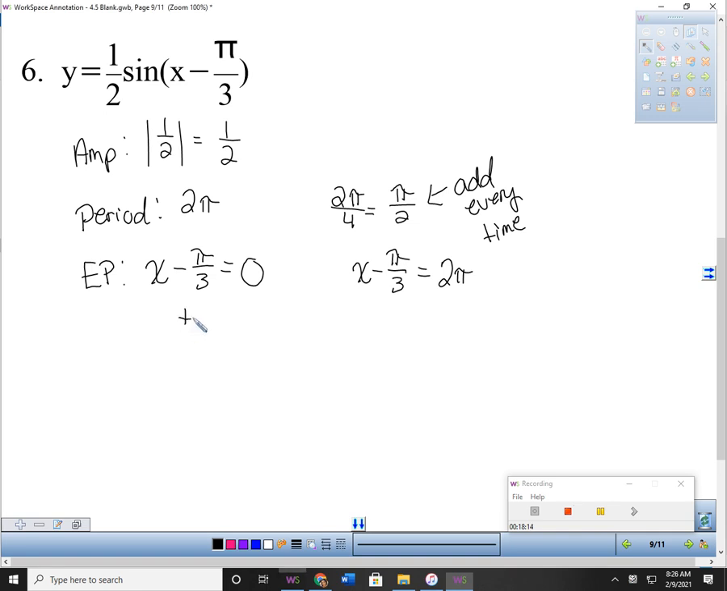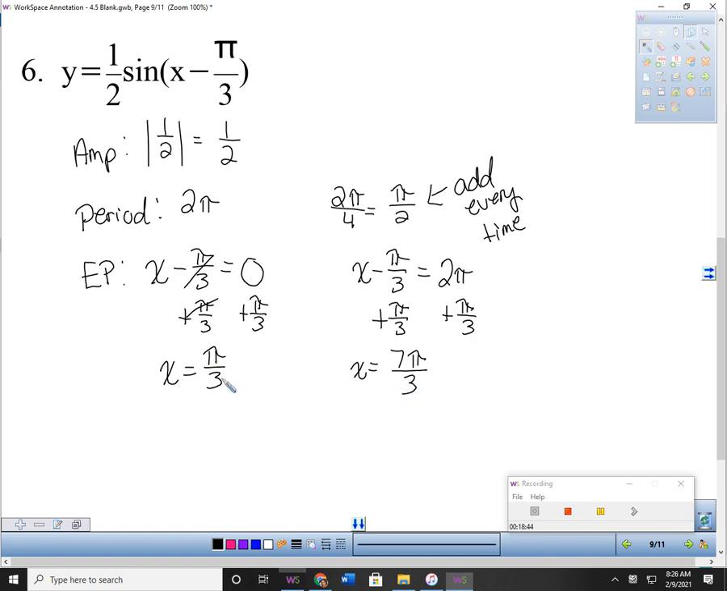So I'm going to add pi over 3. So x is equal to pi over 3. So this is where I will start on the left. I'm going to do the same thing over here. Add the pi over 3. So that gets me 7 pi over 3. And again, if you're not good at adding these, just plug that in your calculator. It will just tell you that it's 7 pi over 3.